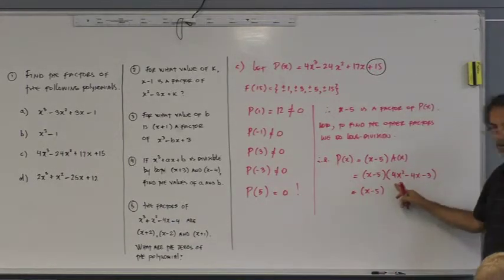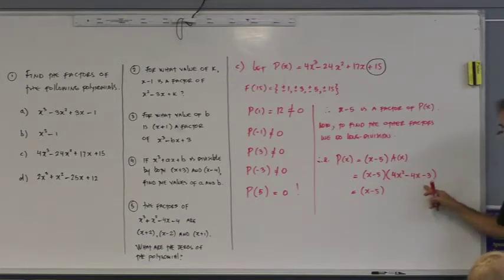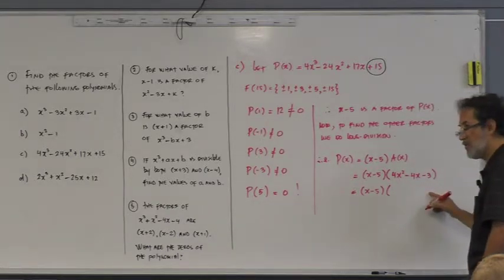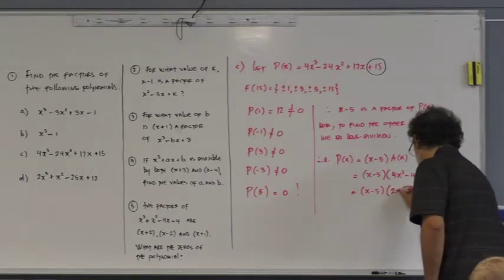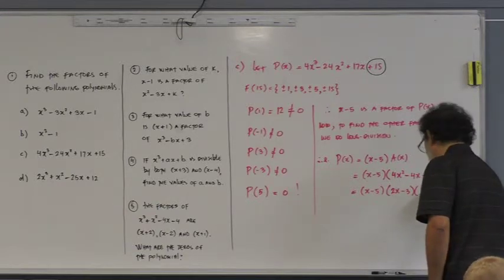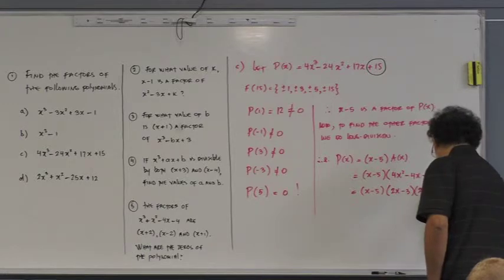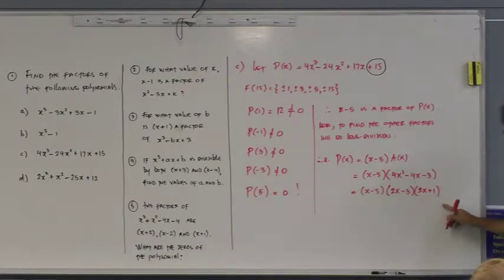Then we're going to have to continue factorizing this factor. Can you find two numbers that when you multiply them together equal negative 12, and when you add them together equal negative 4? Can you find those? And then when you factorize it, what is the answer? 2x minus 3 in brackets, 2x plus 1. Can you please check your answer?